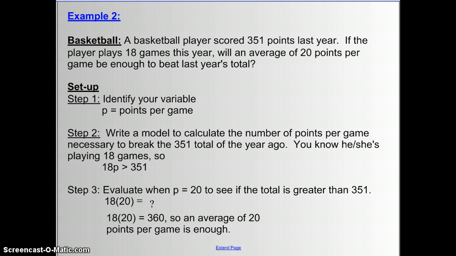In step 3, we're going to evaluate it to see when P is 20 if the total is in fact greater than 351, because we're assuming that's what this athlete is going to average per game, 20 points. So we take 18 times 20 and we get 360. 360 is greater than 351. So an average of 20 points per game is enough to break the record.